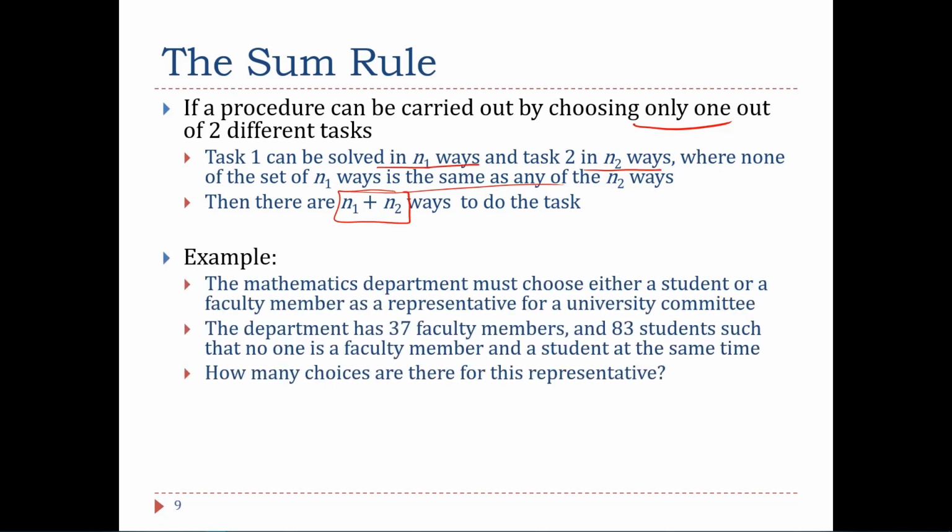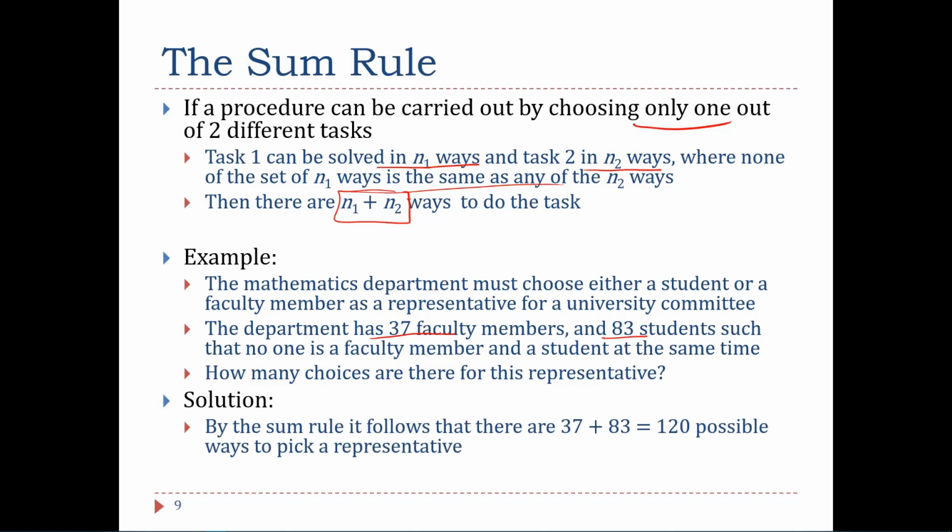Example: a mathematics department must choose either a student or a faculty member as a representative for a university committee. The department has 37 different faculty members and 83 different students. So how many choices are there for this representative? Actually, you only have 37 choices plus 83 different choices. Okay, so you are left with 120 possible ways to pick a representative.